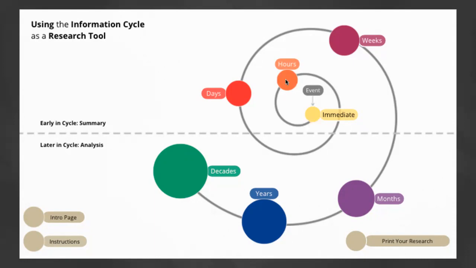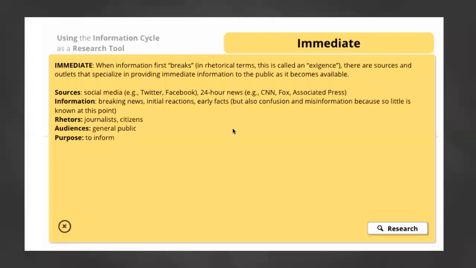And you get the hours and then days after the event, weeks after the event, months, years, and decades. And notice how these circles get larger as they go. And that's because our knowledge, our understanding, our information available generally increases over time. Right, so once you have clicked on one, which in my case would be the immediate, you're going to be given this kind of file card overview.